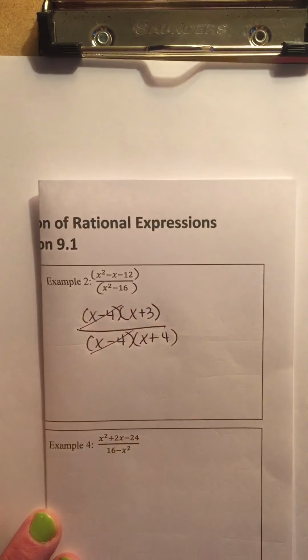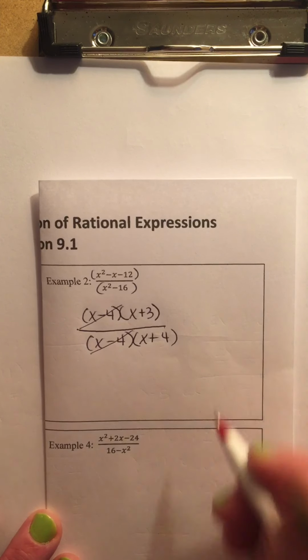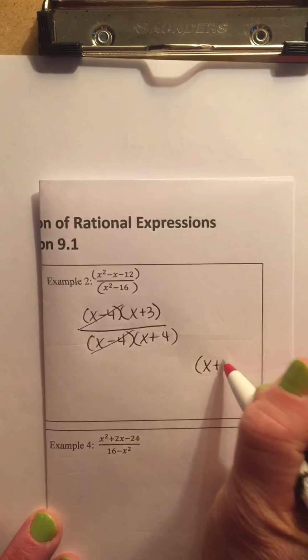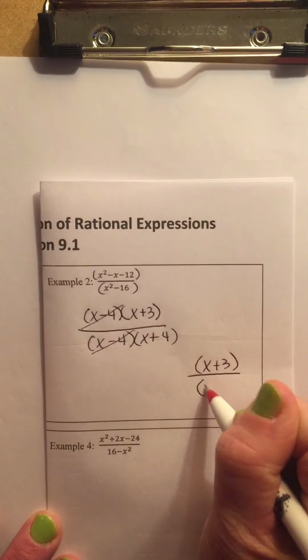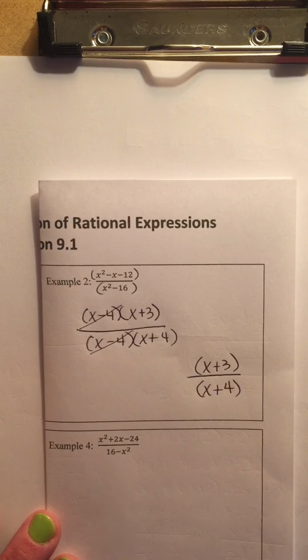X minus 4 reduces to 1. It does not reduce to 0, it reduces to 1. Remaining in our numerator, we have x plus 3 divided by x plus 4. Keep those parentheses because it needs to be x plus 3 done in the numerator first and x plus 4 done in the denominator first. You cannot divide those x's and make it a 1. The answer is x plus 3 divided by x plus 4.